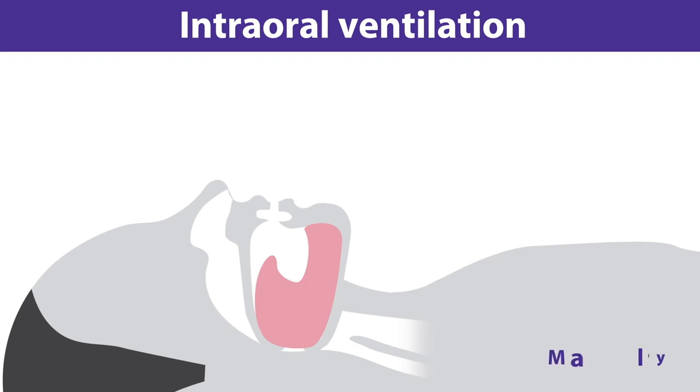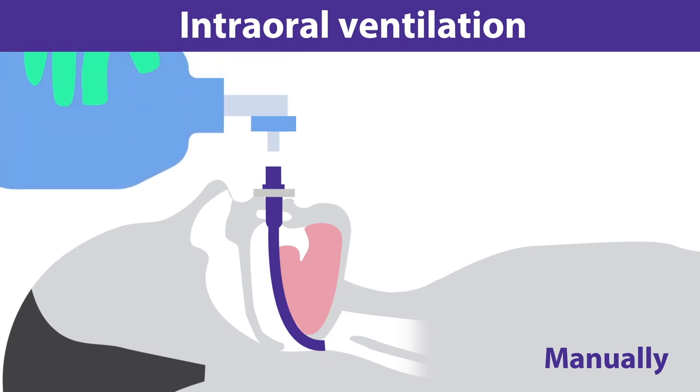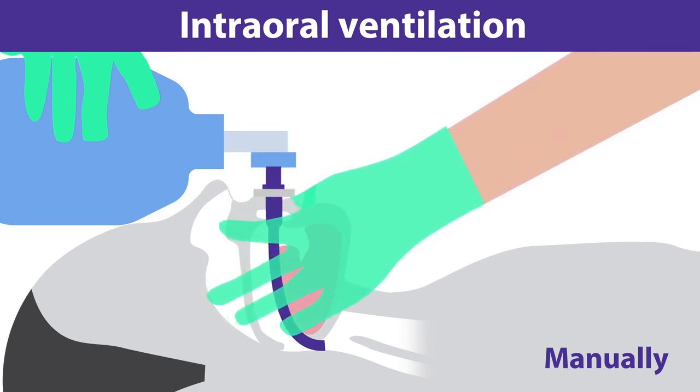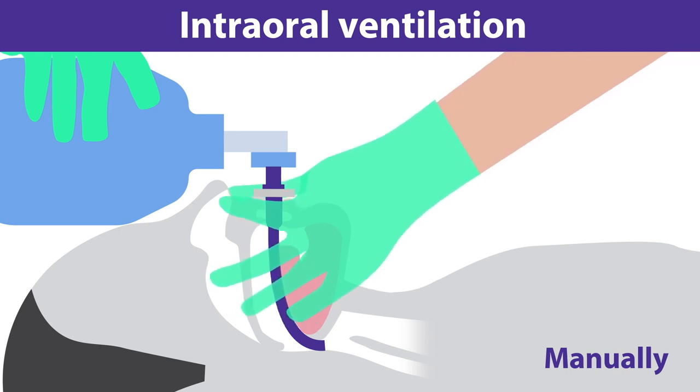To provide IOV manually, place the MEA with the connector in the right corner of the lips. Connect the MEA to the anesthesia circuit or manual resuscitator. Place the patient's chin in the clinician's left palm. Pinch nares closed with thumb and index finger. And finally, bring lips up to seal with palm.